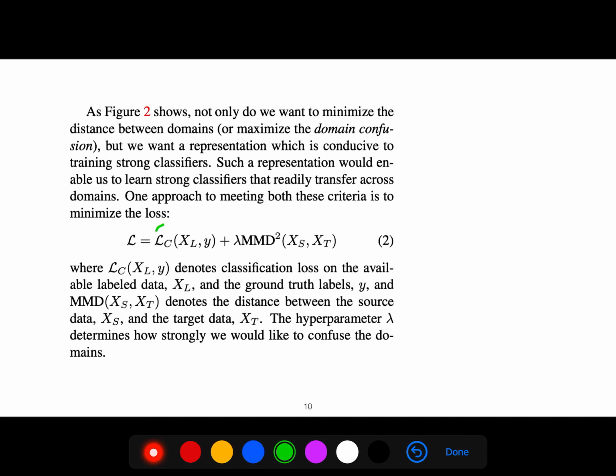So this is your classification loss, the standard loss that you use on the available labeled data, because you have the ground truth label. But this MMD is just the distance between the source and the target data. And of course we have a hyperparameter because it's a trade-off between these two different losses.